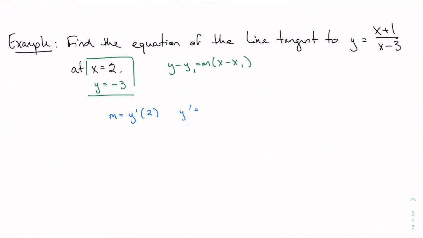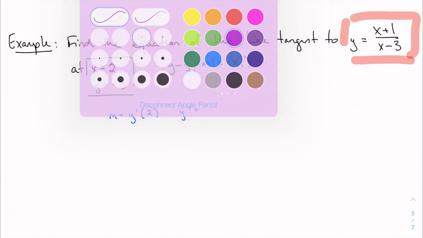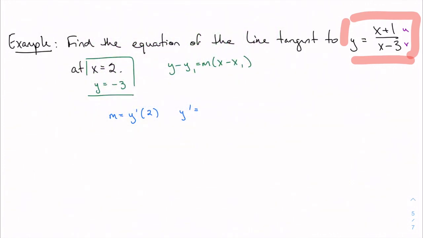Well, if I look over here, notice I'm given a quotient. So I'm going to use my quotient rule. I'm going to identify my u and v. We'll do some side work here. U is x plus 1, so u prime is just 1. V is x minus 3, so v prime is just 1. I can use my low d high, high d low, divide by the square of what's below to solve this.